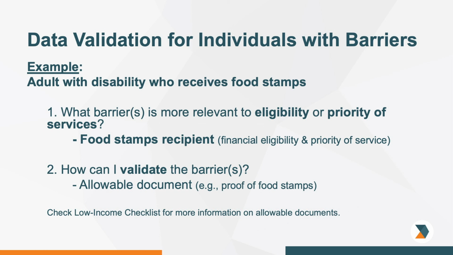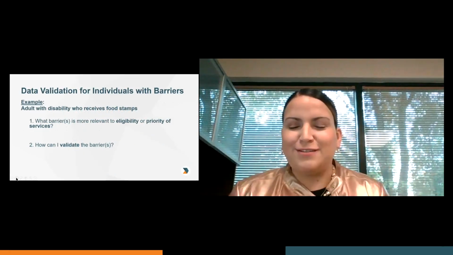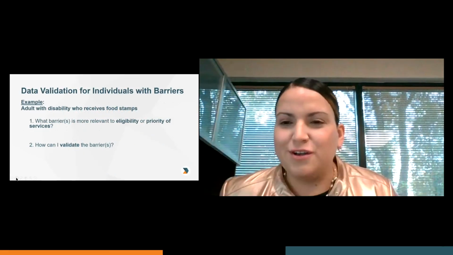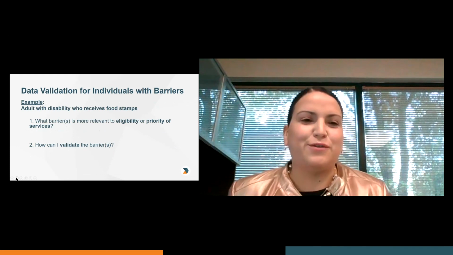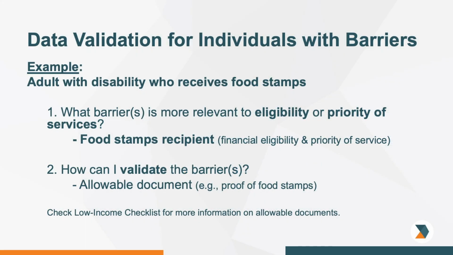Okay, so let's take the same example that we just discussed. We're making it easy here. I know real life is not as easy. I was a case manager for some time, so I know it's difficult. So we have an adult with disability who receives food stamps. What barrier or barriers is more relevant to the eligibility or priority of service? Put it in the chat. Out of my two barriers, disability and food stamps, what barrier is it?